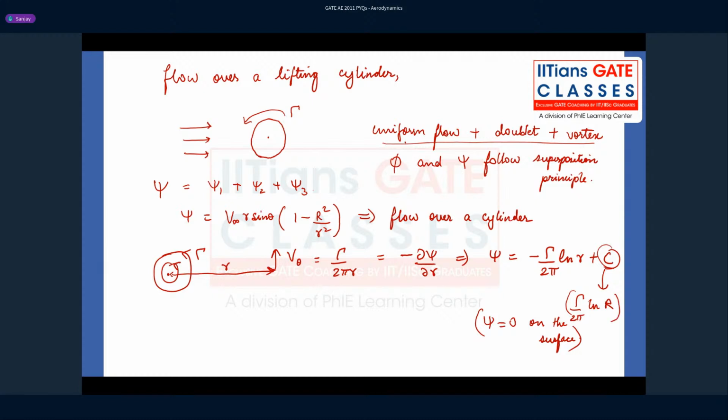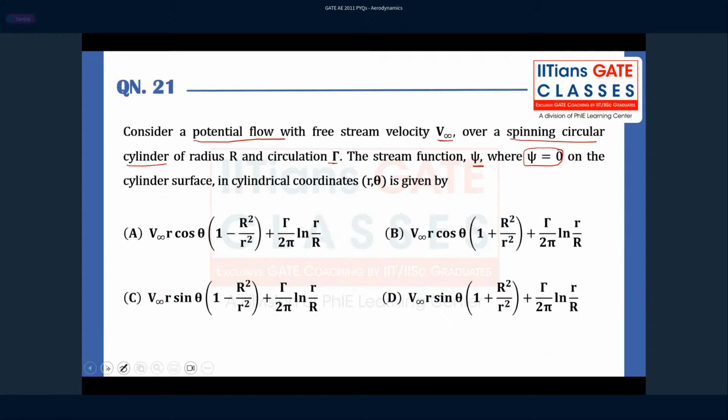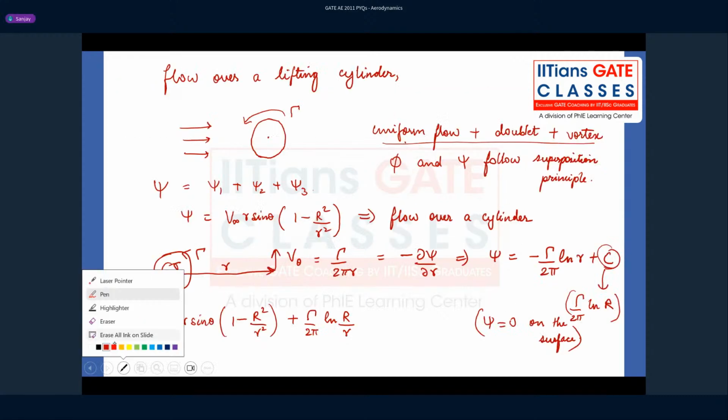Now you just add up all these psi's. So what will you get? Psi is equal to V infinity R sine theta into 1 minus R square by r square, plus gamma by 2 pi ln R by r. Or I think it is the other way around, right? Ln small r by capital R.